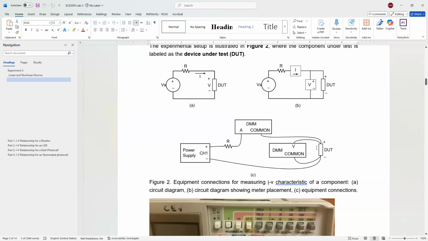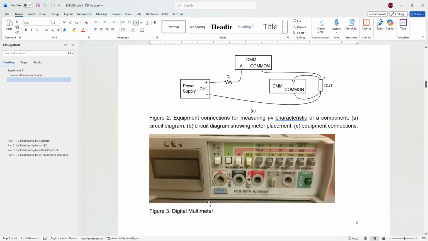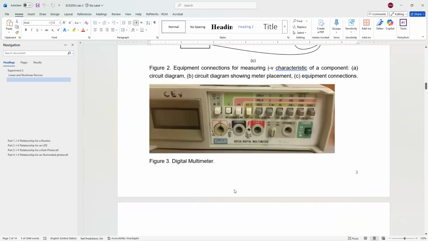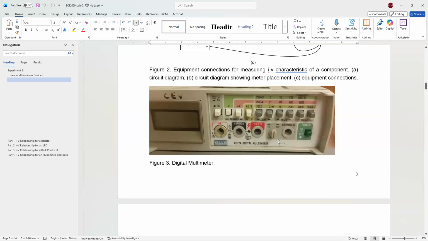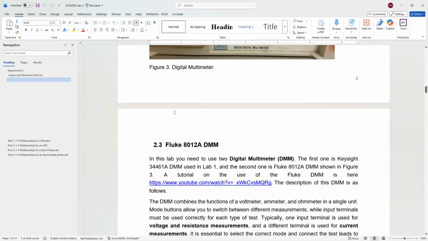Okay. However, in the previous lab, we learned only one DMM, so you can use the same DMM we used in the previous lab, but we need one more, right? Yeah. So here, this one more, we're going to use this one here, which is different from what we had in the previous lab. So this is also a second objective of this lab, is to learn how we can use this digital multimeter.